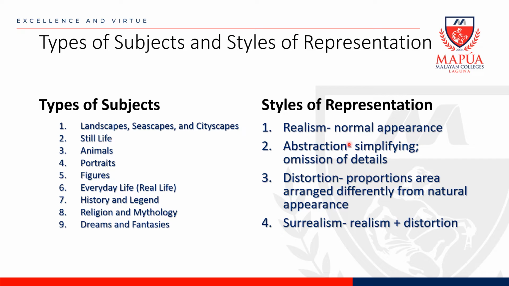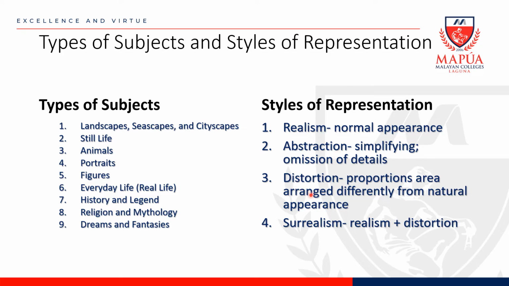For example, instead of painting an apple which looks real, you would simply paint a red circle in the middle of your canvas, and then sticking out on top of it is a green line. Okay, this is abstraction already.